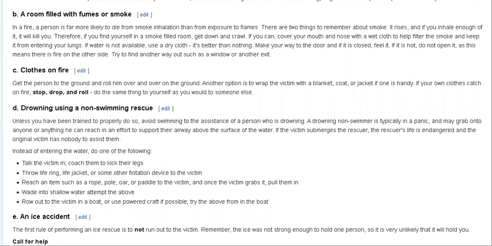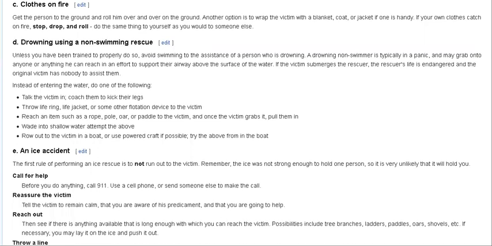Another option is to wrap the victim with a blanket, coat, or jacket if one is handy. If your own clothes catch on fire, stop, drop, roll. Do the same thing to yourself as you would want someone else to do. So stop, drop, roll. Well, I've heard this before, I don't know why I'm exaggerating this, but it sounds cool.